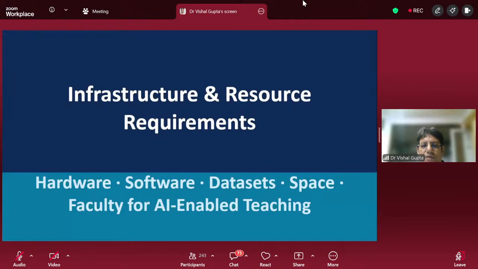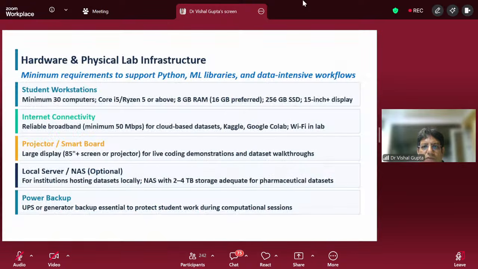The important aspect, after the previous one, is how the infrastructure and resource requirements have to be planned. So what are the hardware, software, datasets, space, and the faculty for AI-enabled teaching has to be looked into. Hardware and physical lab infrastructure. This is what I have brought about the minimum requirement to support Python, ML libraries, and data-intensive workflows.